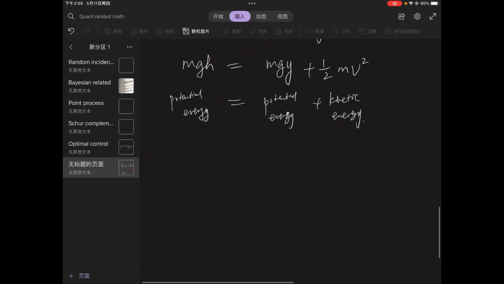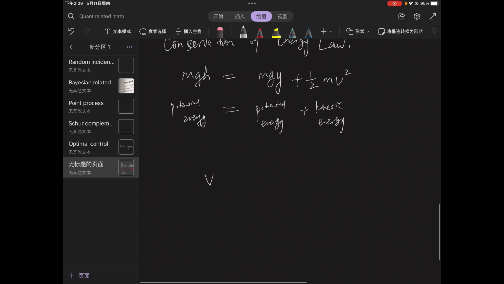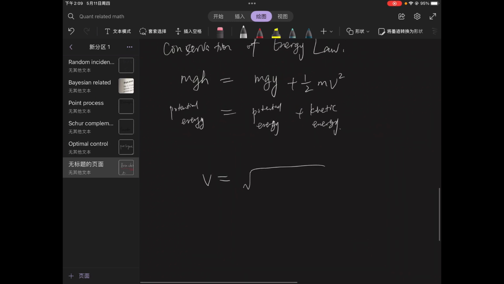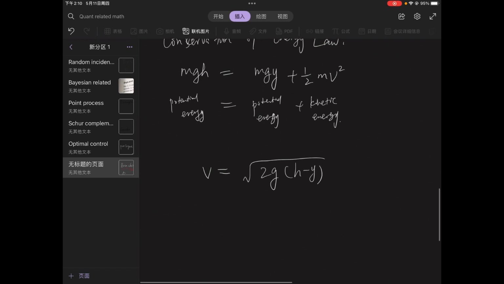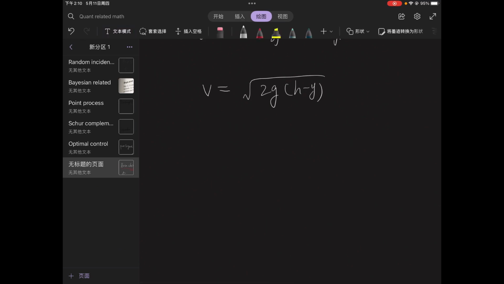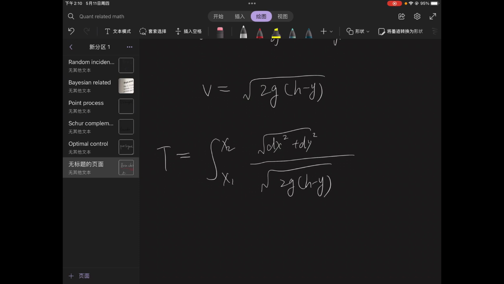And based on that, we can write a function v out. Now the function v is equal to what? It's a function of h and y, and it turns out m can be cancelled. So v is equal to the square root of 2g times (h minus y). That's our function. And now we have T equal to what? It's equal to the integral from x1 to x2 of dt, which is equal to the square root of dx squared plus dy squared divided by the square root of 2g(h minus y).